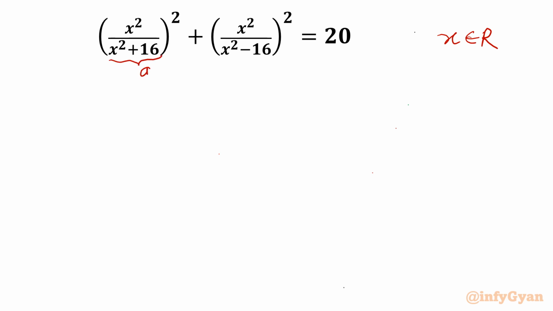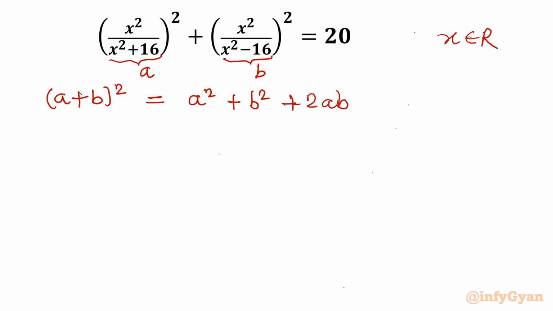So this bracket I will consider A. This one I will consider B. To use this algebraic formula mainly, that is (a plus b) whole square is equal to a square plus b square plus 2ab. So from here we can write a square plus b square, which is required in this question. So a square plus b square is equal to (a plus b) whole square minus twice ab.